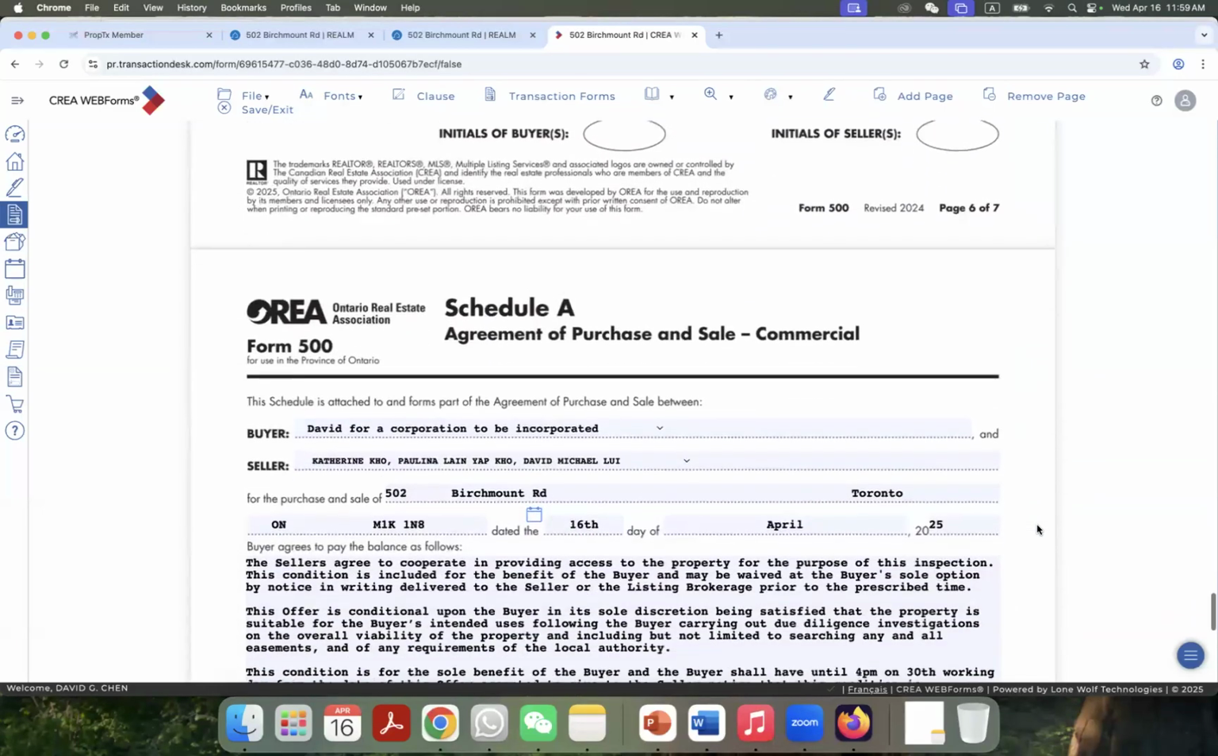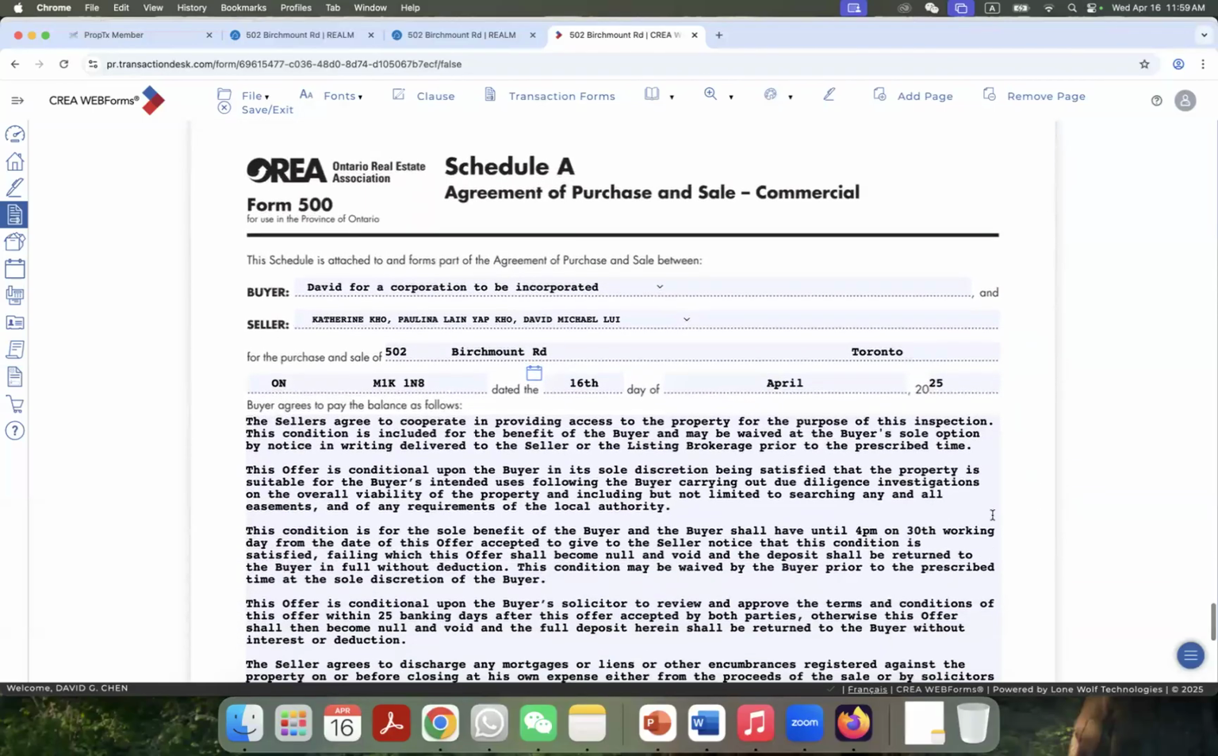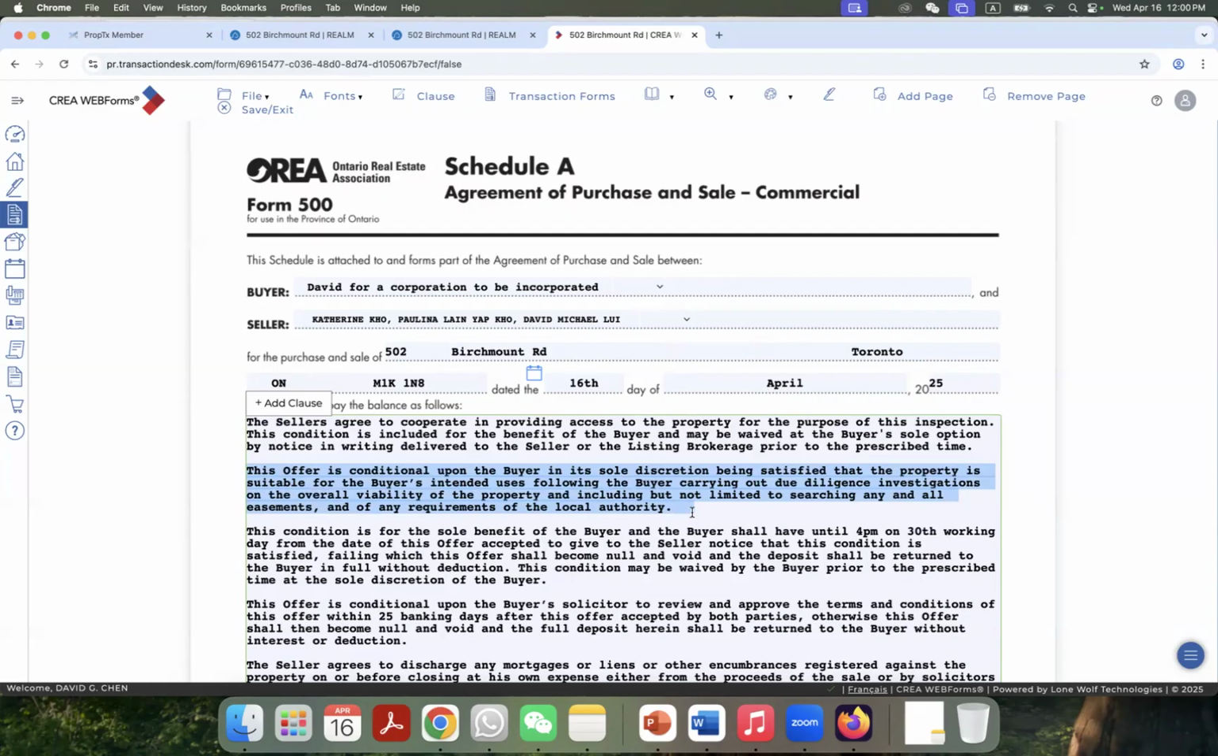Another condition that is also very important is the buyer's intended use. Again, you need it, because some people say, I want to buy the property for my own use. What kind of use do they want? Just as I said, if they want to open a restaurant in future after the tenant is gone, they have to make sure the intended use is permitted. The intended use has to follow the city's rules.